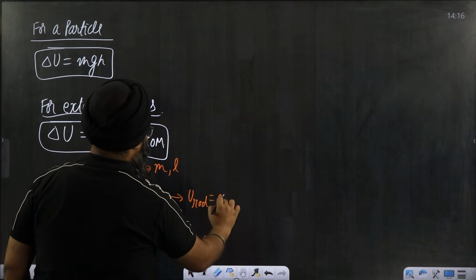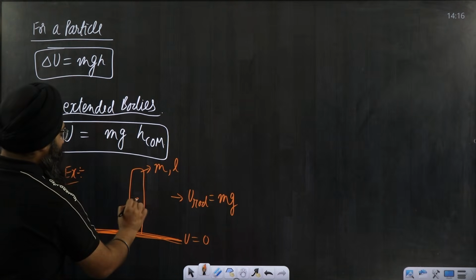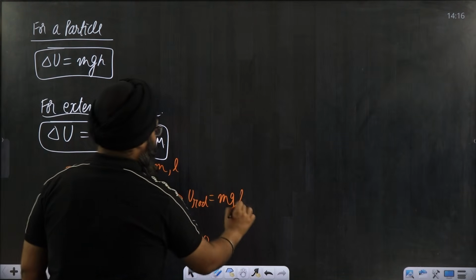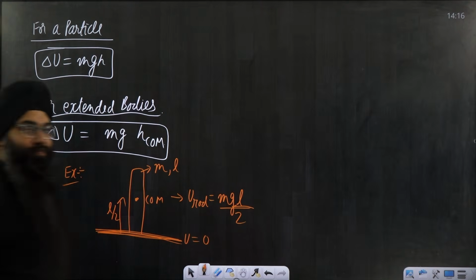The potential energy of the rod will be m into g into the height of the center of mass, which lies exactly at the center, L by 2. So it will be mg into L by 2.